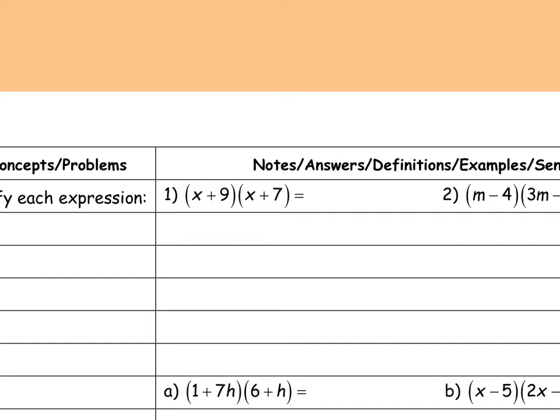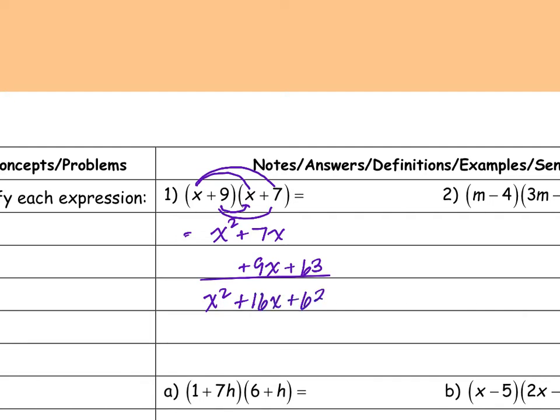So the first one I'm going to do is x times x is x squared. And then x times 7 is 7x. And then 9 times x is 9x. And 9 times 7 is 63. Combine all my like terms, I get x squared plus 16x plus 63. And there's my answer. Please make sure you're asking questions, okay?